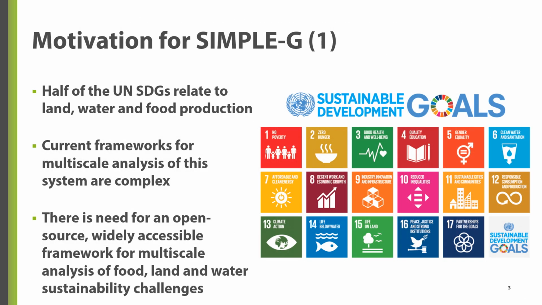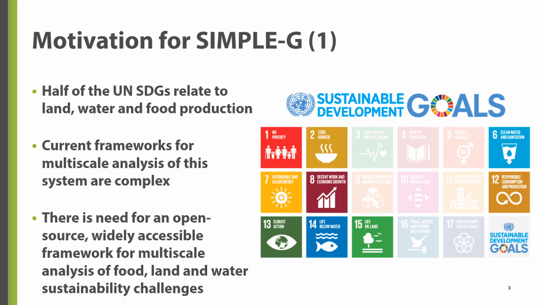This book draws its inspiration and motivation from the United Nations Sustainable Development Goals, or SDGs, which are 17 broad goals for attaining a sustainable planet. As you can see, 9 of these goals can be directly related to the food, land, and water system.